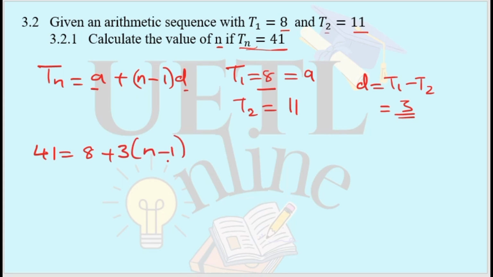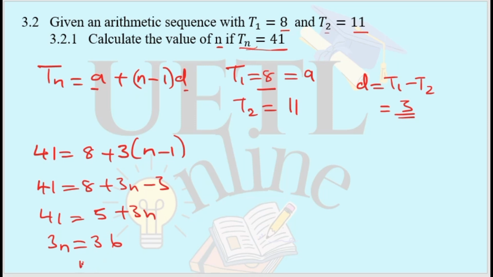Now our duty is to find n, as easy as that. We can solve this equation simply: 41 is equal to 8 plus 3n minus 3, multiplying out the 3. Now we subtract, and it becomes 41 is equal to 5 plus 3n. Putting this on the other side, it becomes 3n is equal to 36. So this means that our n is equal to 12. This is our value of n.